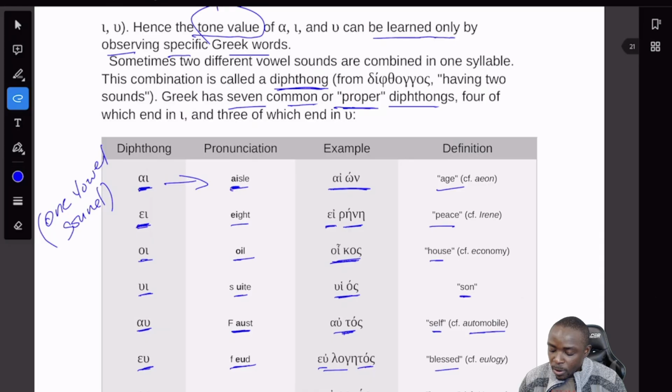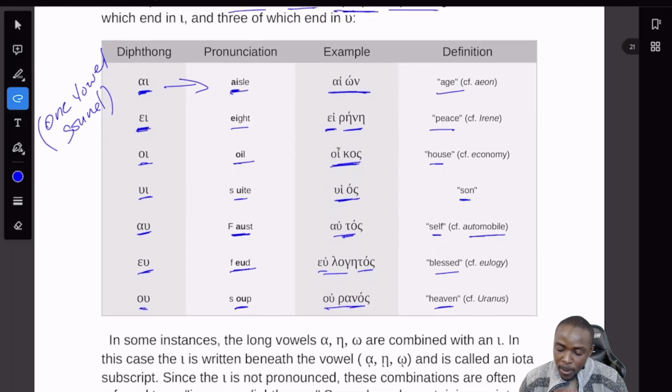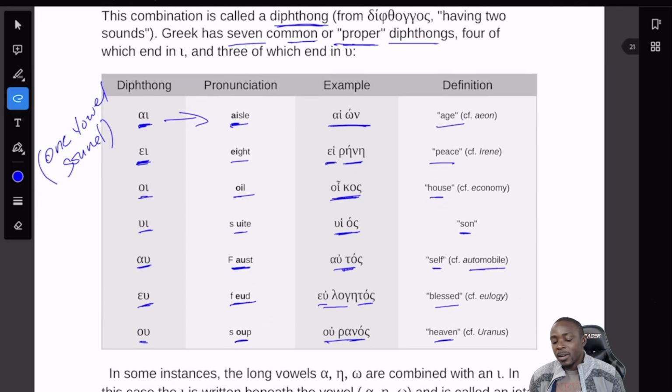Uranus is the word for heaven. Heaven. So these are going to be very important because these vowels will come up over and over and over again. And in the earlier stages, as you're learning Greek, it's important to just take your time and learn diphthongs, memorize the different types, memorize the vocabulary. Just take your time. Why?